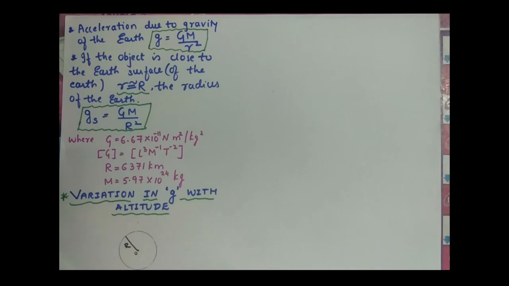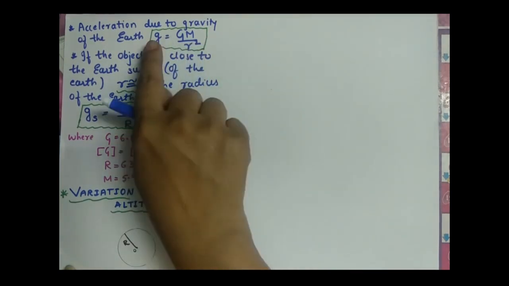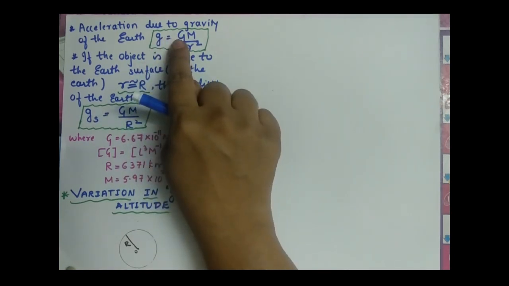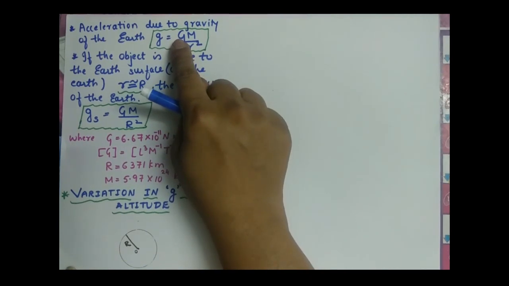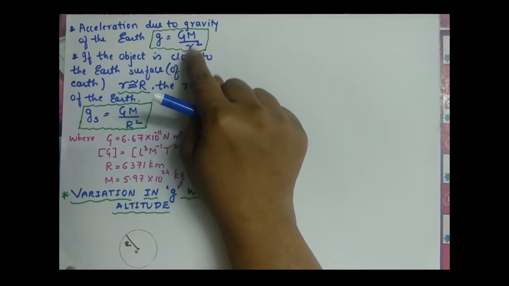Hello students, today we are going to discuss variation in the value of g, that is small g, which we call acceleration due to gravity, with altitude. So let us start. Acceleration due to gravity of the earth is given by g = GM/r², where g is acceleration due to gravity, capital G is the universal gravitational constant, M is the mass of the earth, and r is the distance between the object and the center of the earth.